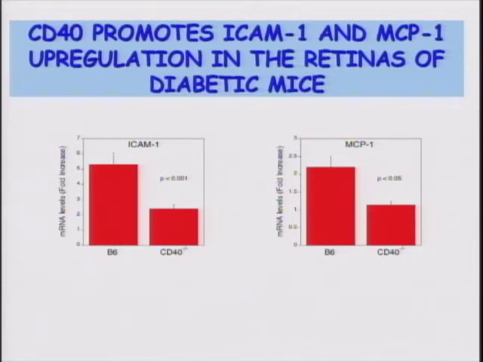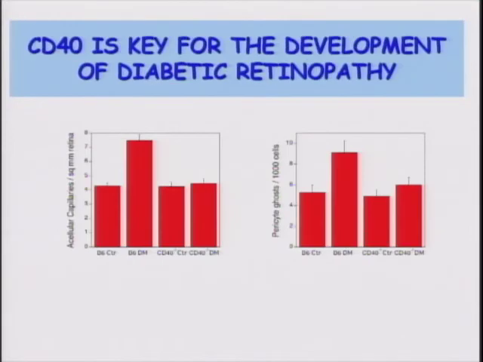MCP1, as I mentioned before, is a chemokine that has been linked to diabetic retinopathy, at least in humans. And as we can see here, the black 6 mice also have increased levels of MCP1 mRNA, and there is no upregulation of MCP1 in diabetic CD40 deficient mice. The development of acellular capillaries, so degenerative capillaries, as well as pericyte ghosts, are the signature lesions of diabetic retinopathy.